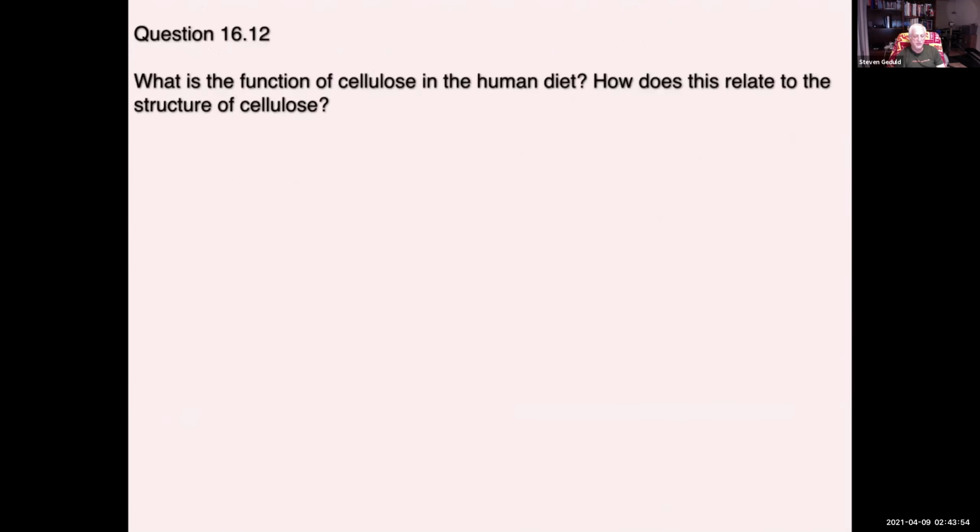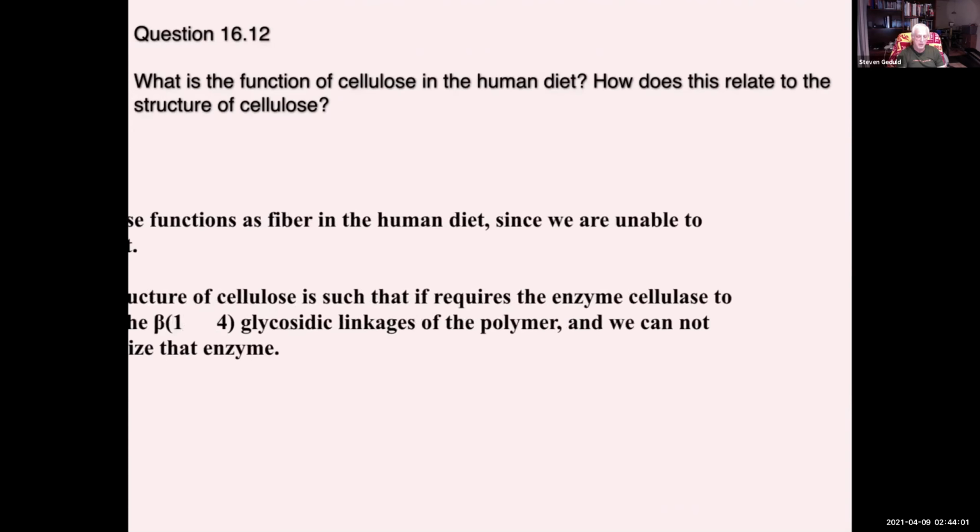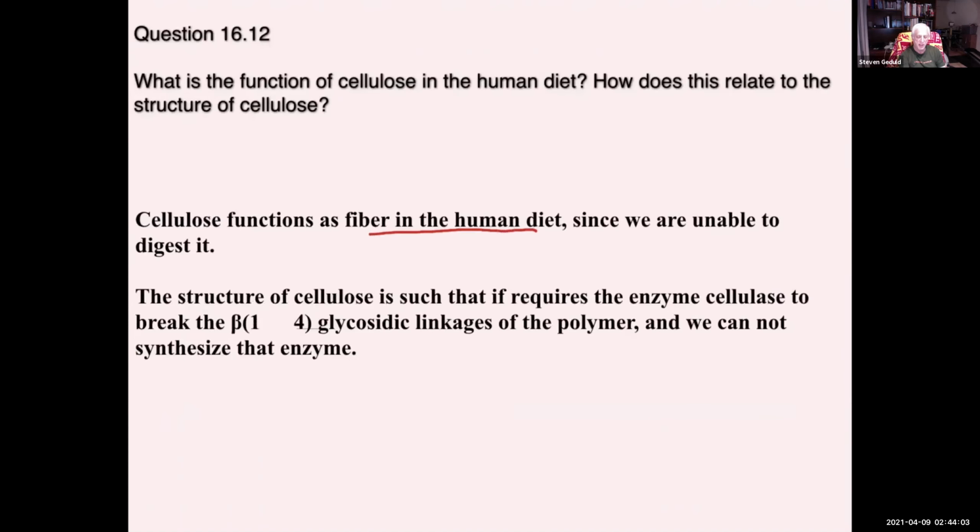So what is the function of cellulose in the human diet? It's fiber. Cellulose functions as fiber in the human diet since we can't digest it. We cannot break down that beta-1,4 glycosidic linkage. It requires the enzyme cellulase to break the beta-1,4 glycosidic linkage of the polymer, and we cannot synthesize the enzyme cellulase.